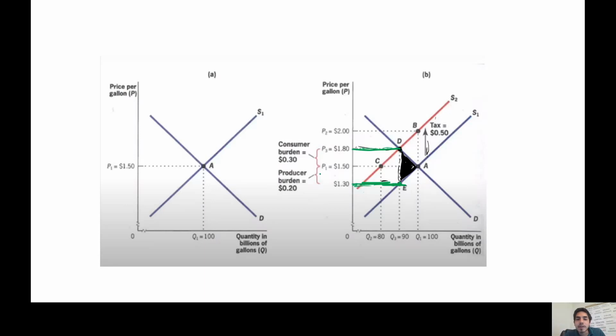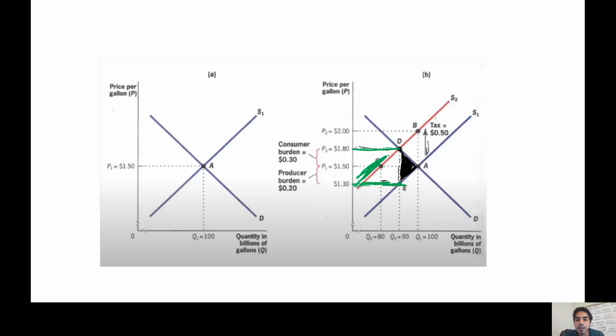Okay, so we can see that producers don't pay all the 50 cents. They can pass on some of the tax onto consumers, and we can see that they passed on 30 cents of the tax onto consumers. And then this 20-cent burden is the actual burden that producers feel.